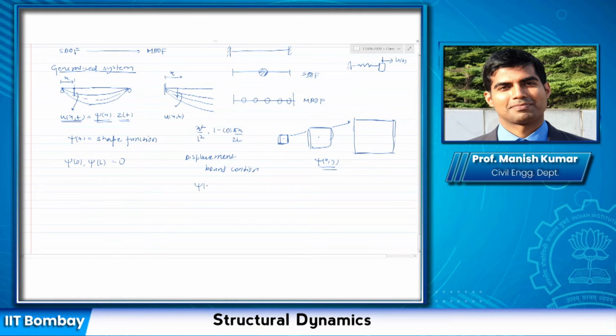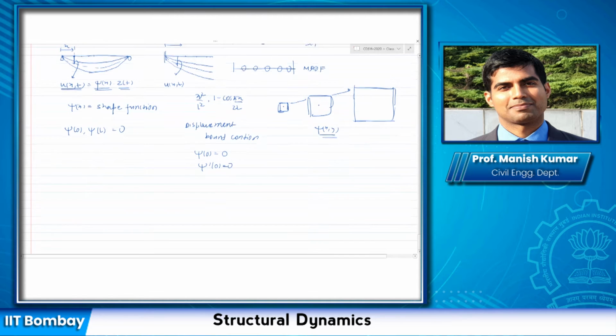These should be equal to 0. For the cantilever beam, at 0 it is equal to 0, and the slope, because it is also fixed at the left end, should also be equal to 0. So you can assume different types of shape function, and that can be used to reduce this continuous system to a single degree of freedom system, as long as it satisfies the displacement boundary condition. So finding the shape function was one of the important tasks. The shape function represents the relative location of any point.